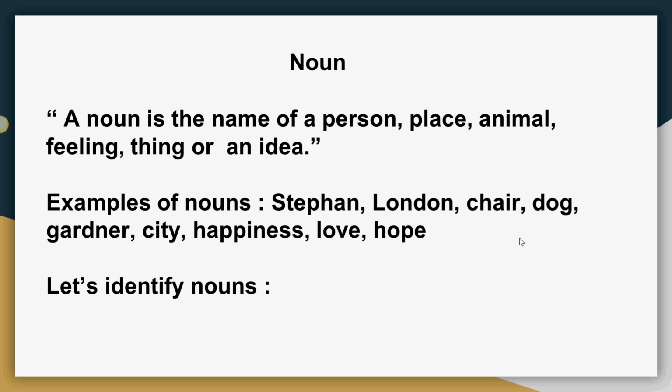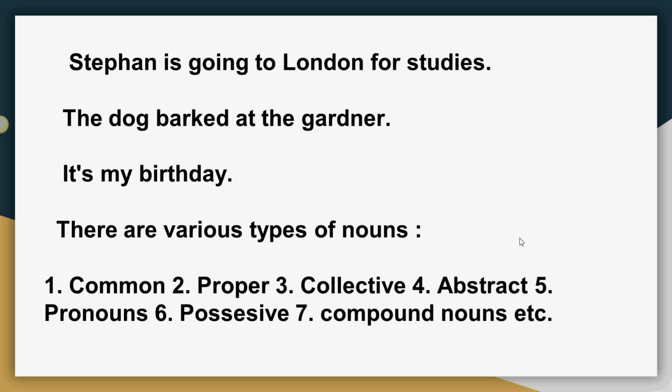You can define a noun as a name of a person, place, animal, feeling, thing, or an idea. Examples of nouns are Stephen, London, chair, dog, gardener, city, happiness, love, hope. Right? These all words are specifying a person, place, animal, feeling, thing, or any idea. Right? Let us identify nouns in the following sentences. Stephen is going to London for studies.